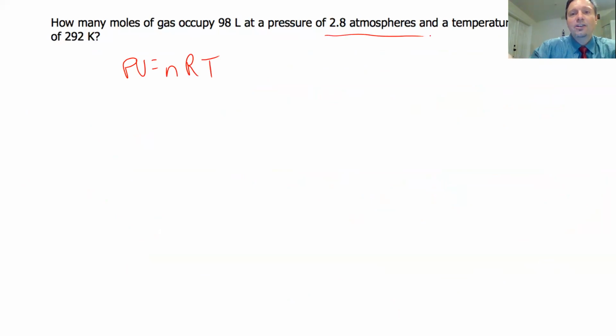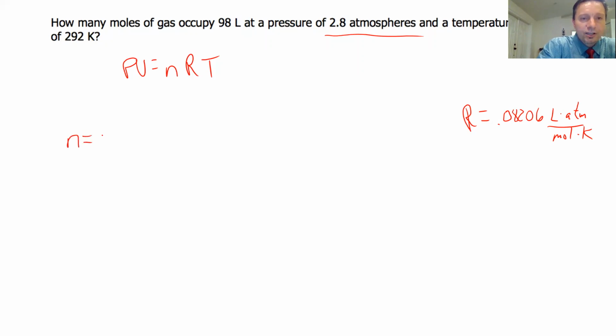And I'm in atmospheres right here, so my R is going to equal, if I grab my sheet, 0.08206. And that is liters times atmospheres over moles times Kelvin. All right, so we're going to solve for moles here. So I'm just going to redo this formula real quick, and I'm going to go n equals PV over RT.